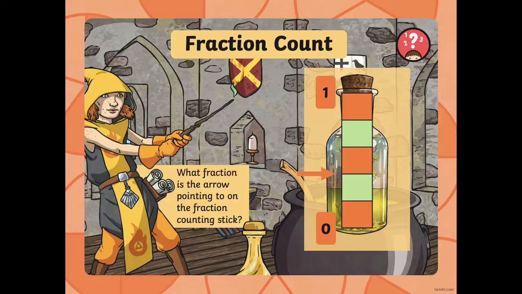What's this one going to be? What fraction is the arrow stick pointing to? 1, 2, 3, 4, 5. So we know it's sectioned into fifths, and we are 1, 2 up. So hopefully you all said 2/5.